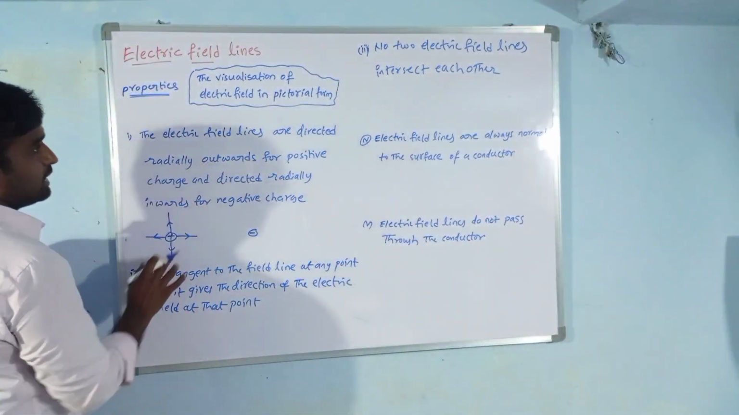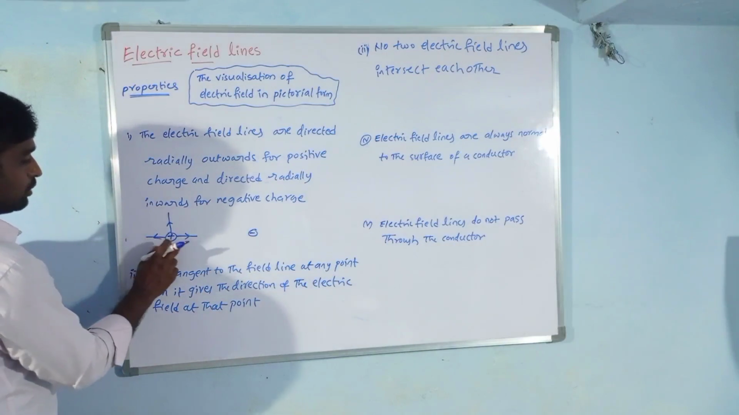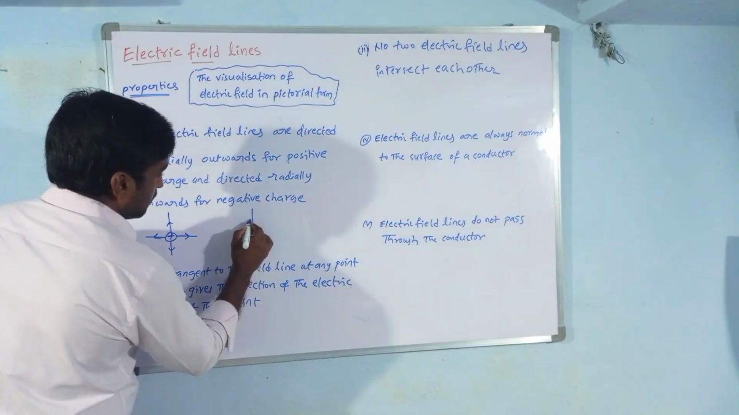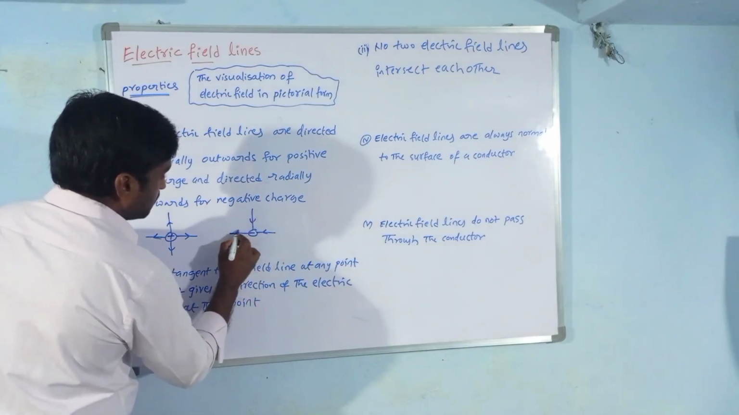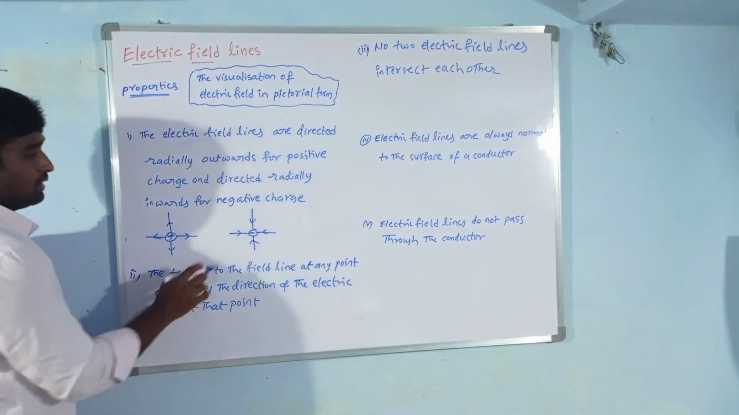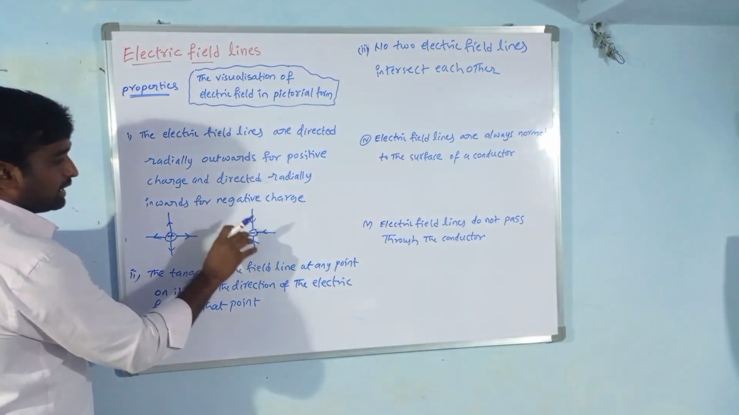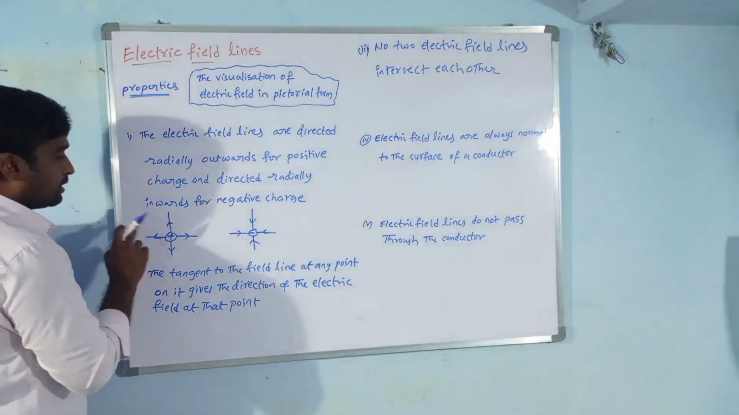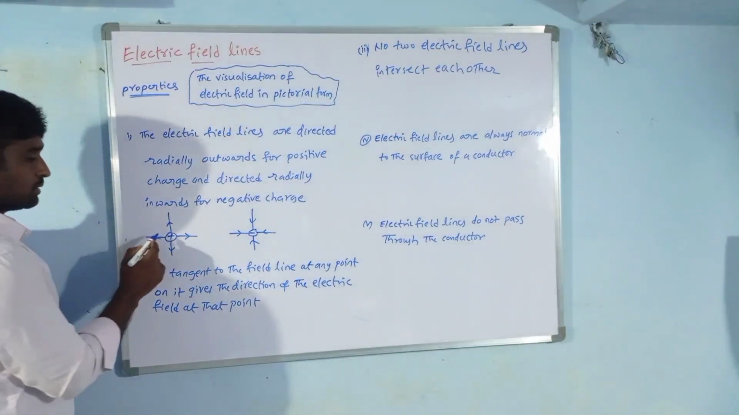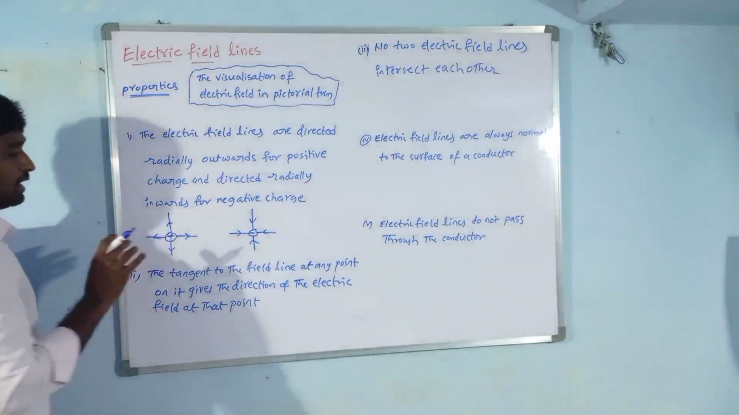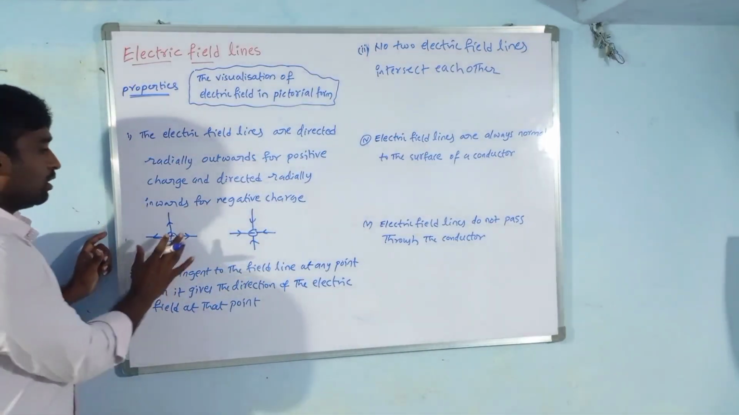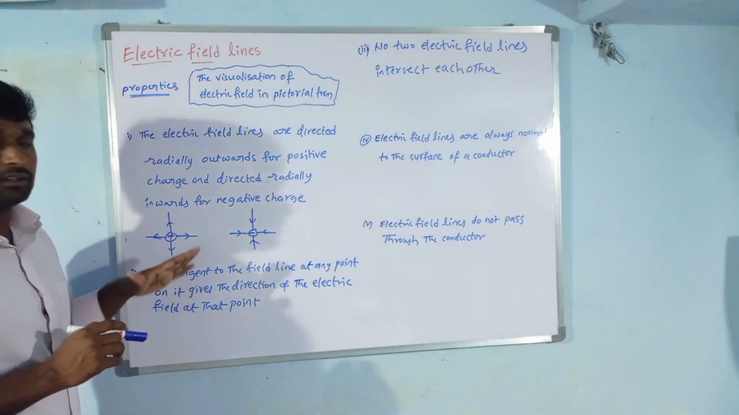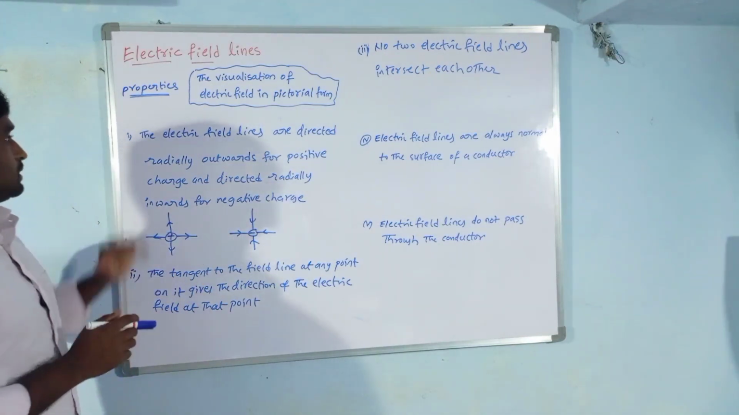Electric field lines are directed radially outwards for positive charge. Electric field lines are directed radially inwards for negative charge. These are the field lines which are directed radially inwards, and these are the field lines which are directed radially outwards. So this is a positive charge, this is a negative charge. For positive charge, electric field lines are directed radially outwards. For negative charge, they are directed radially inwards. So this is the first property.